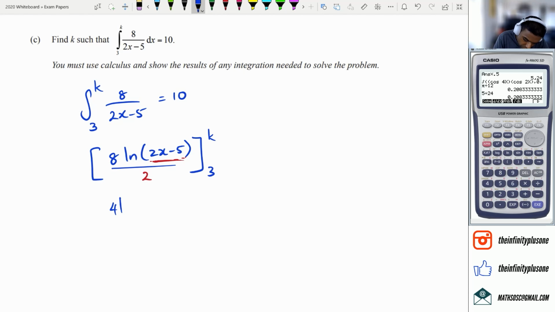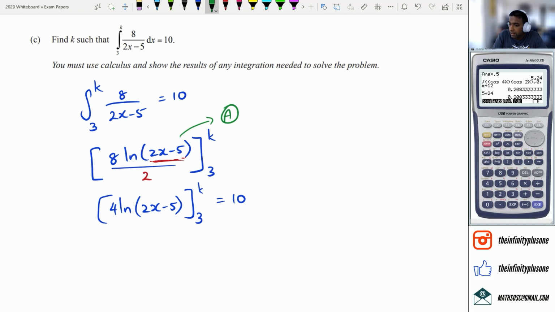We're going to simplify this. So we've got 4 ln of 2x minus 5, and our two limits are k and 3. And this is equal to 10. Now, just getting up to this part right here, just this integration part, is going to get you an achieved. And we're going to keep carrying on with this question to see what we need for the merit. So we've got 4 ln of 2k minus 5 minus 4 ln of 2 times 3 minus 5.